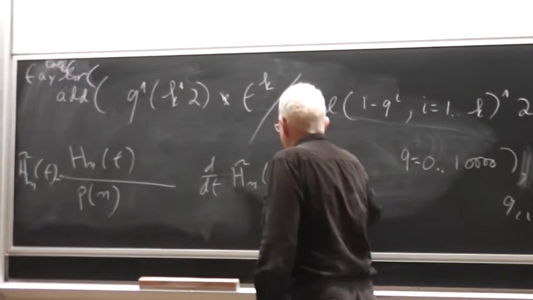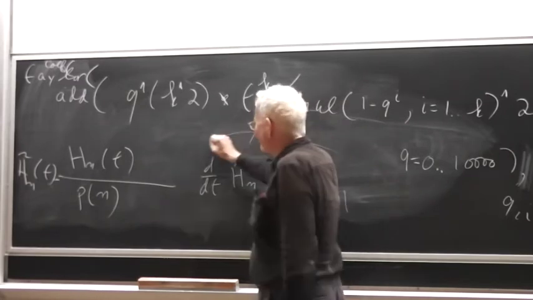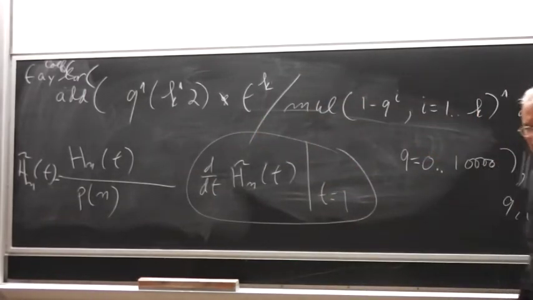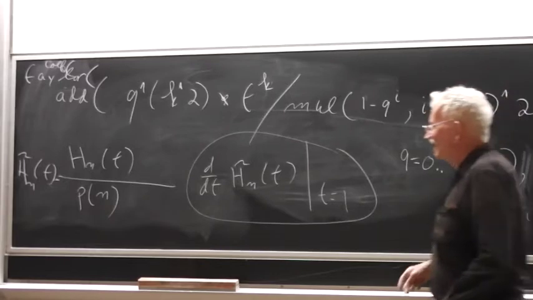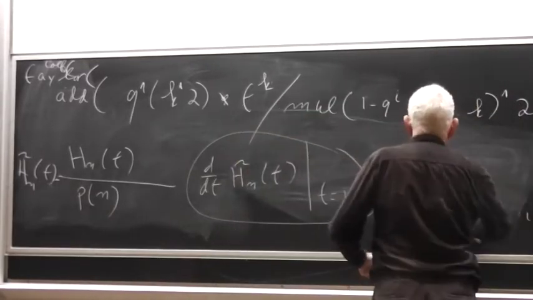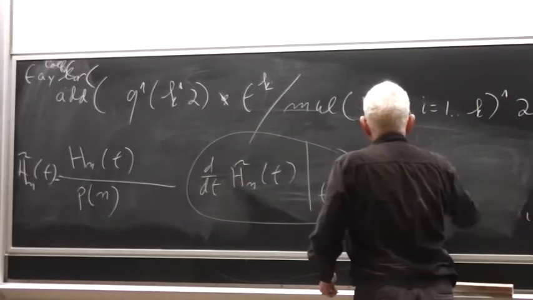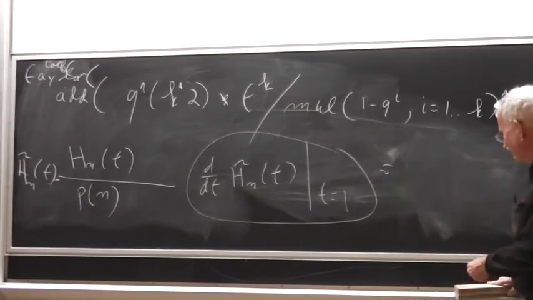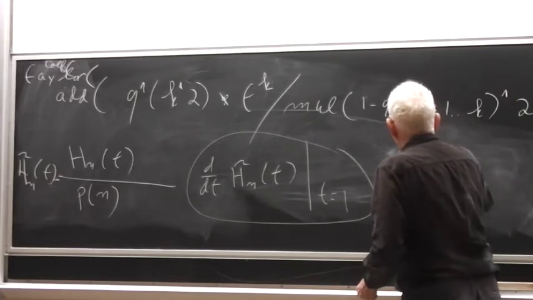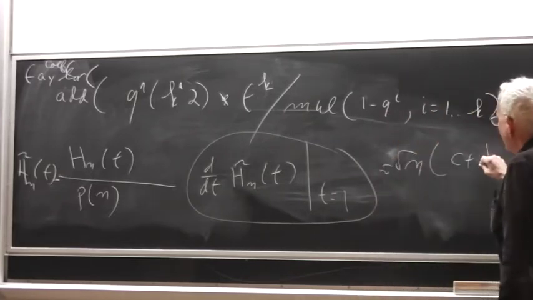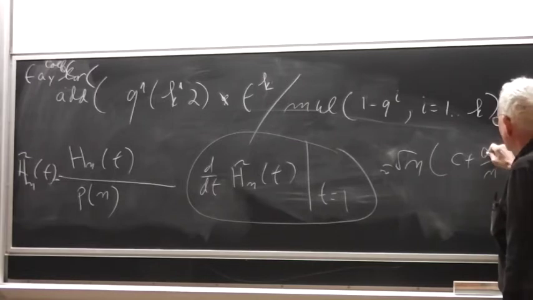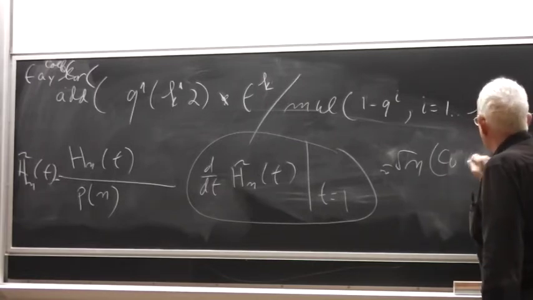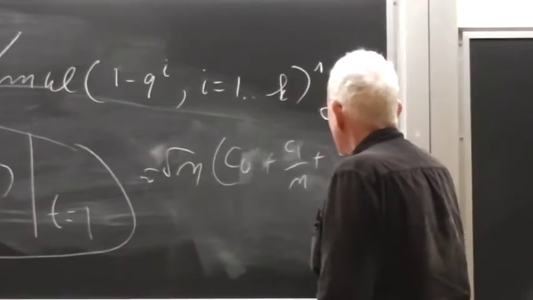And plug in t equals 1 and look at the sequence. And you can't help noticing that asymptotically it is proportional to the square root of n, which is also true heuristically very easily. And then you see this square root of n. You have the leading term, c, and then you guess these answers: c0, c1, c2 of n squared.